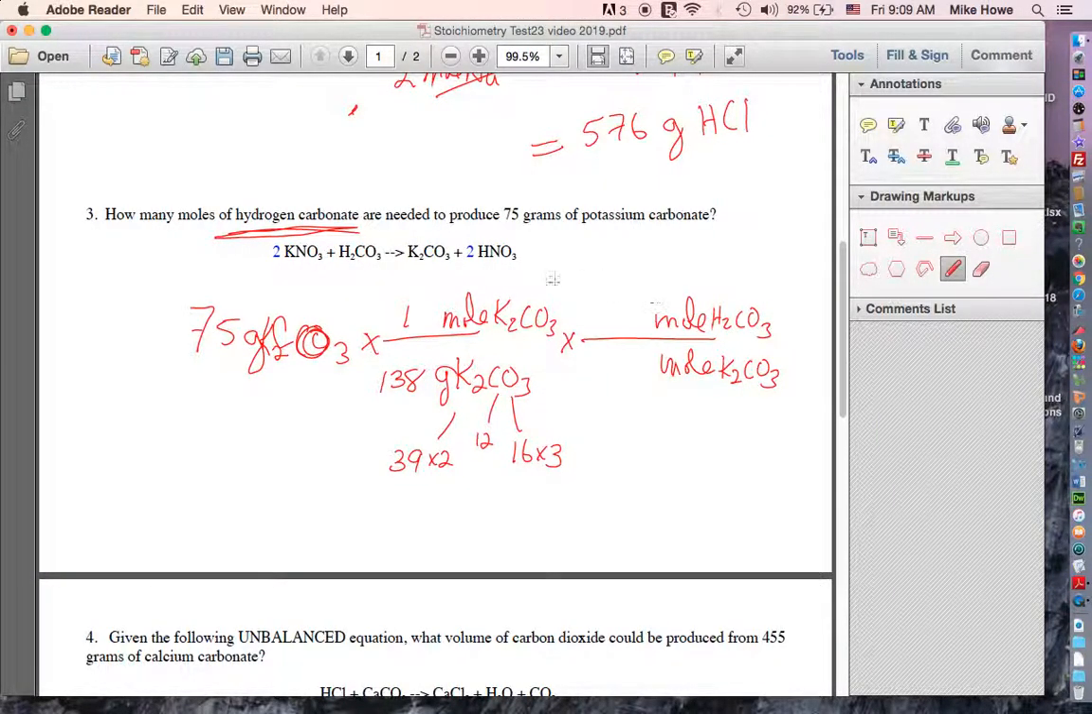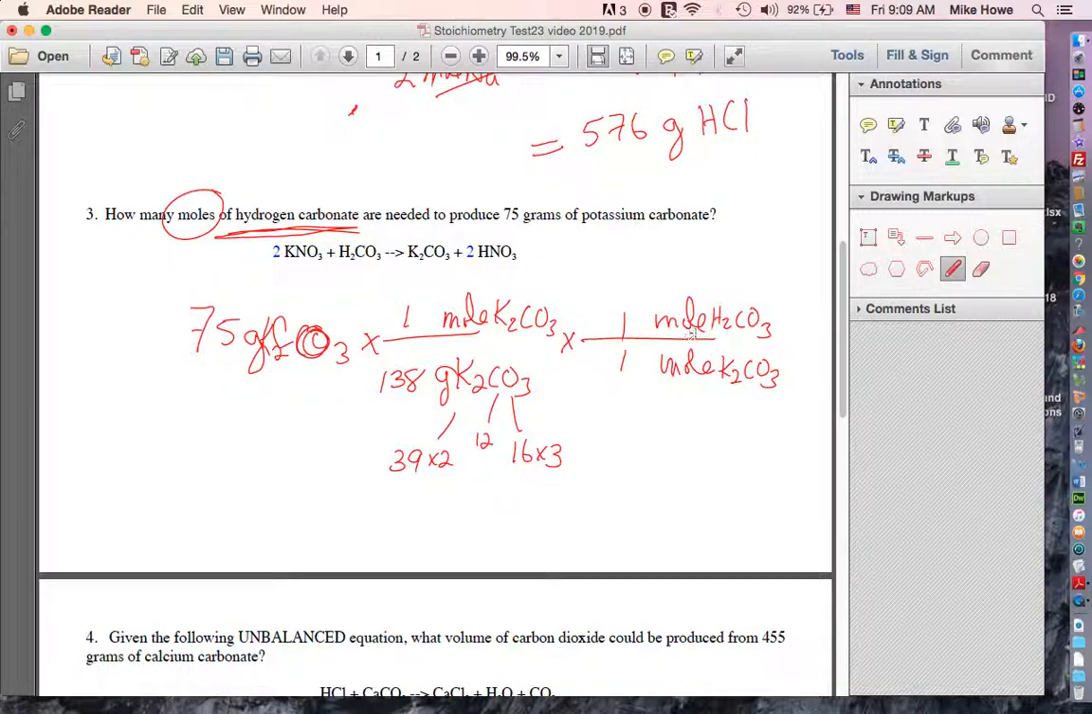Now what is the relationship? What's in front of the hydrogen carbonate? Looks like a 1. What's in front of the potassium carbonate? It's also a 1. So this is just a 1-to-1 ratio. That's easy. Now does it ask for grams? Nope, it asks for moles. So do we need to do anything else? It doesn't ask for grams, doesn't ask for liters, doesn't ask for molecules. It just asks for moles.